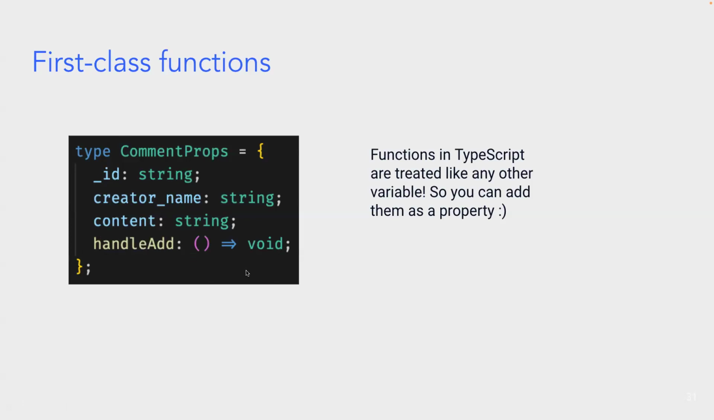So here, handleAdd is actually a function, and you also need to specify the type of its parameters and output. There's nothing here in these parentheses, meaning that it doesn't take in any parameters, and it doesn't return anything. So here the output is of type void.